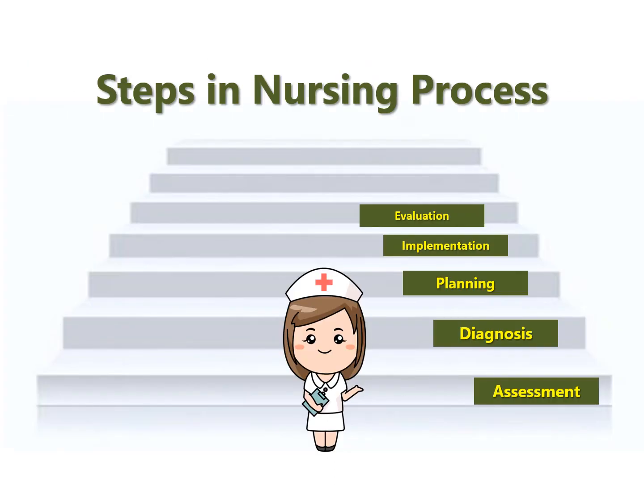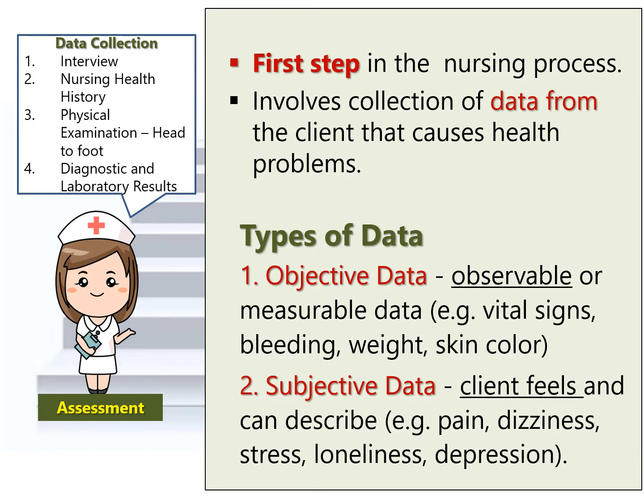Okay, so the steps in the nursing process. Number one is assessment. The second step is diagnosis. The third step is planning. And the fourth is implementation and then evaluation. And we will talk in detail about each and every one of these.